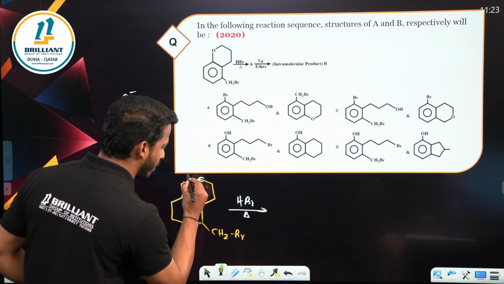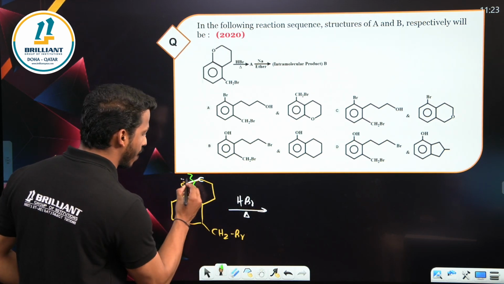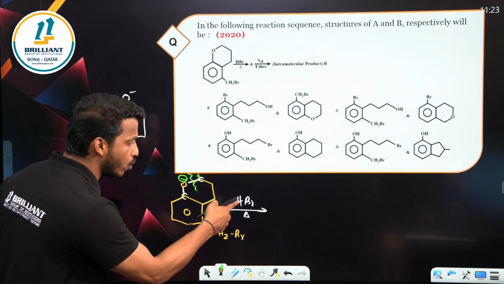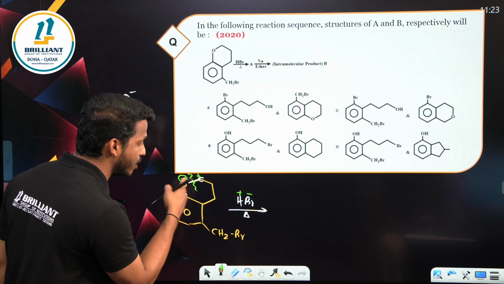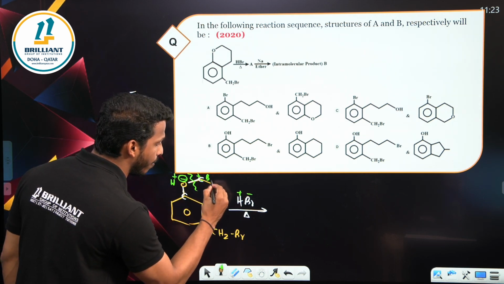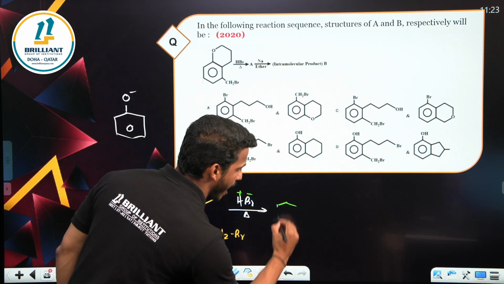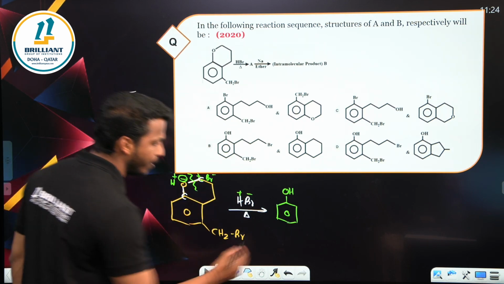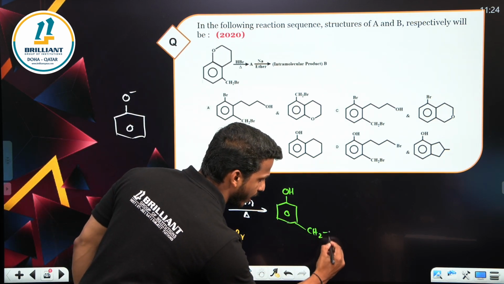So let me break this C-O bond, because I will get phenoxide and a carbocation here. To this O minus, H plus will attack, and to the carbon, Br minus will attack. So we will get the product as the phenoxide to which hydrogen already attacked. Here CH2Br is already there.